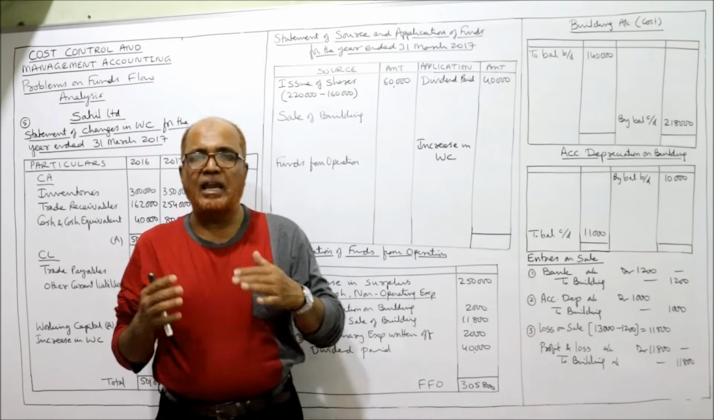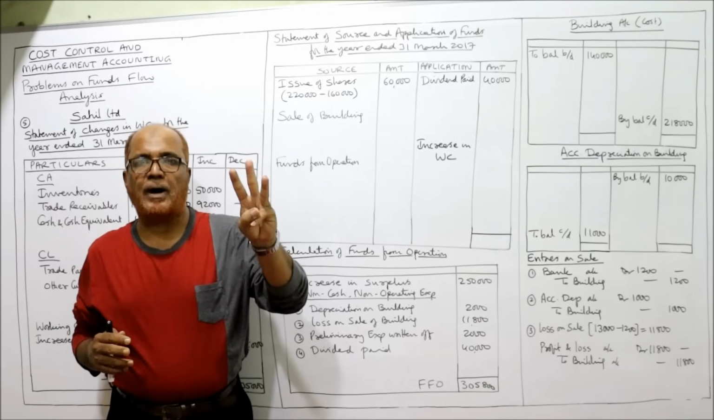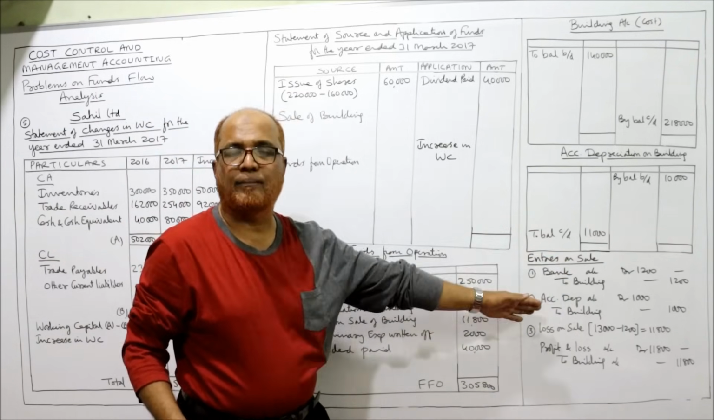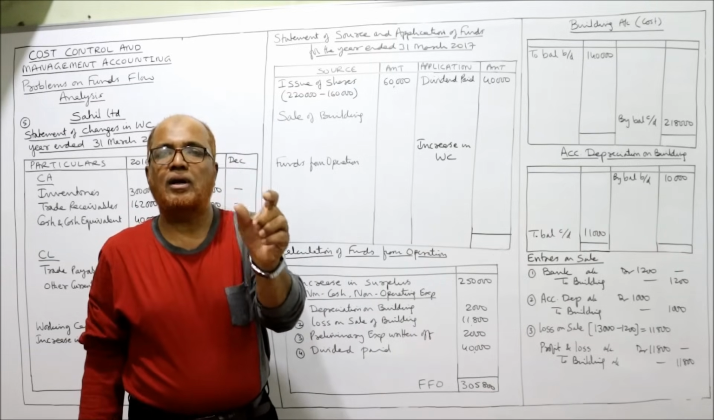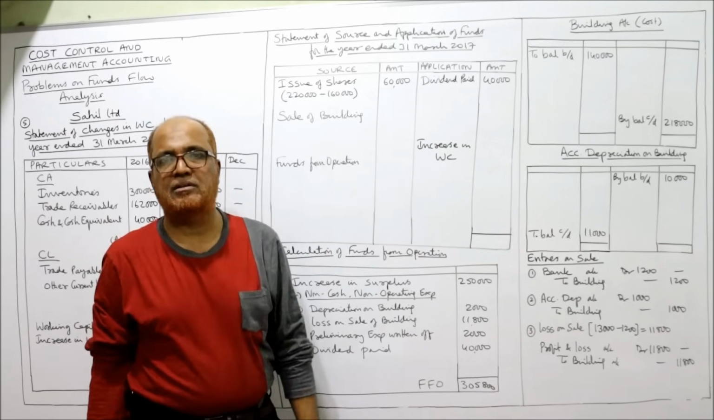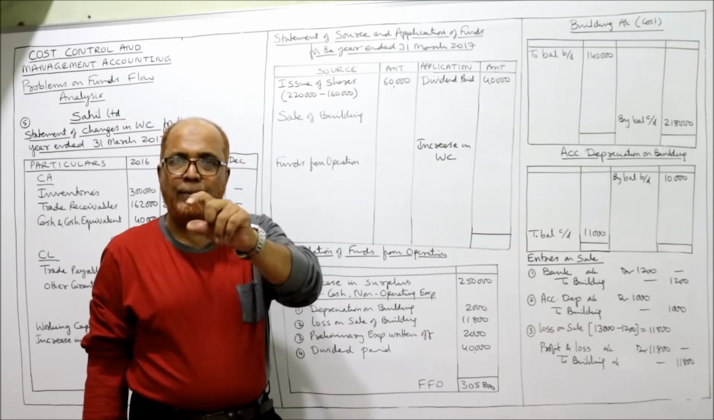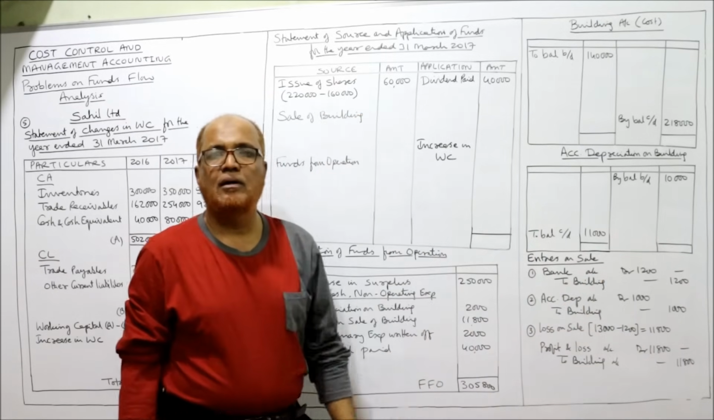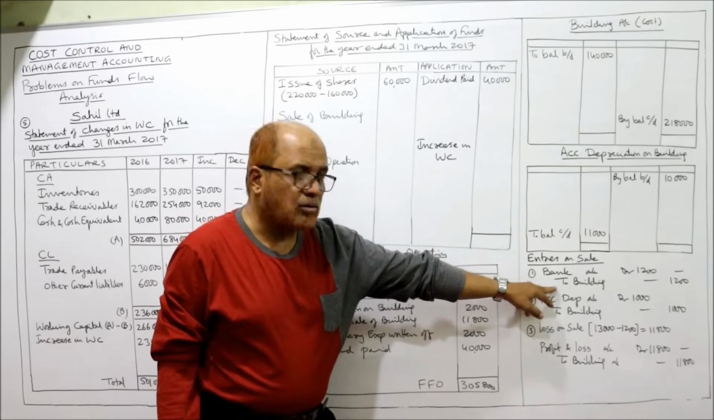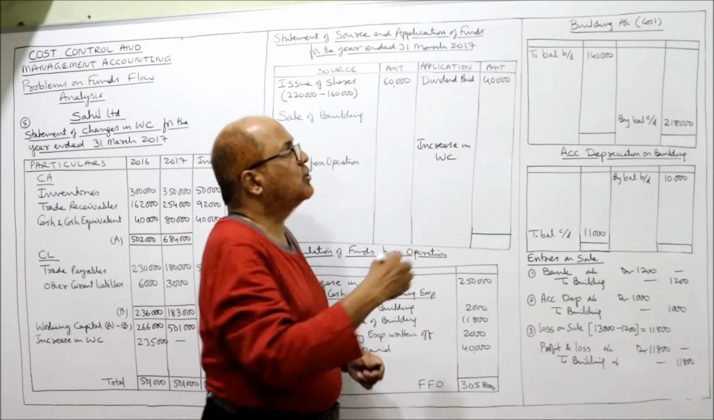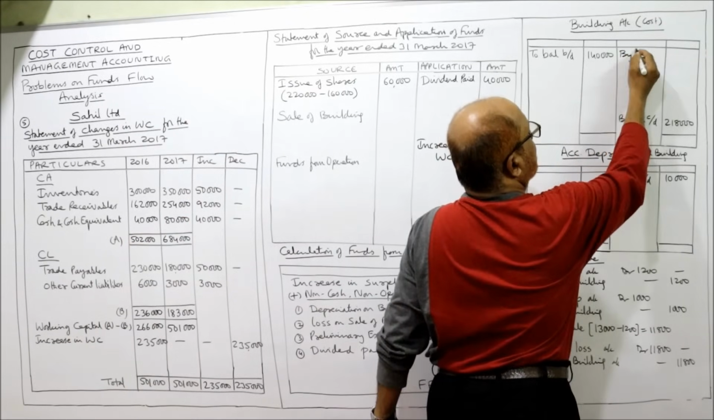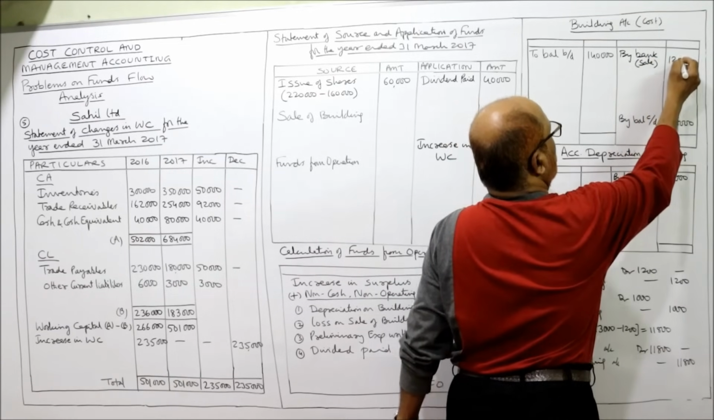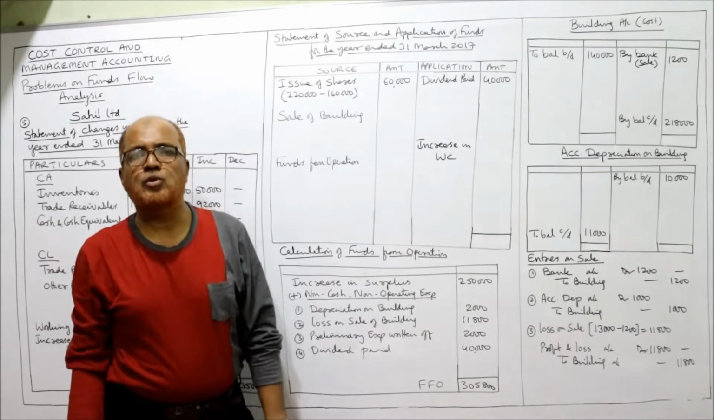Now remember, whenever an asset is sold, three entries are passed. The first entry will be entries on sale. For your convenience, I have written all the entries. The first entry, bank account debit to building account for sale proceed. Bank account debit 1,200, building account 1,200. We don't have the bank account, but we have building account. The building account should be credited. So here credit side by bank sale. What is the sale proceed? 1,200 is the sale proceed.